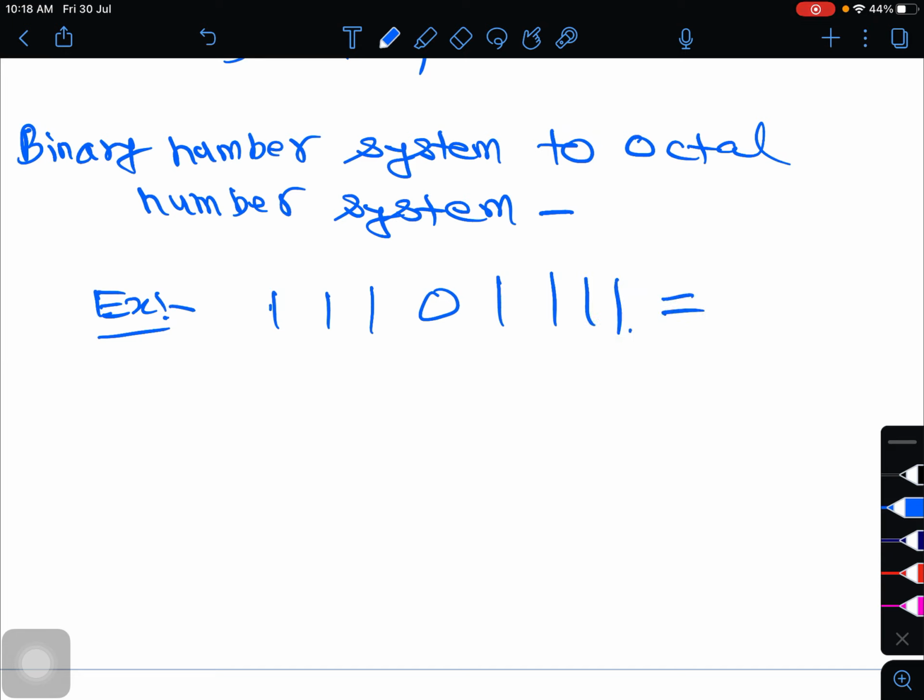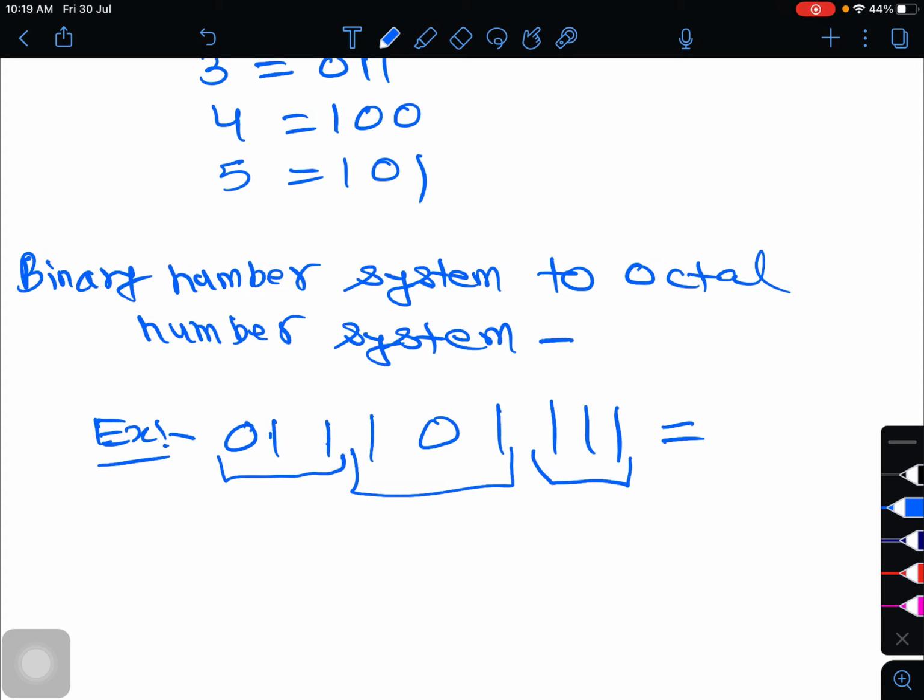Just make groups of three from the right hand side: 1 0 1, 1 1 1, and then a group with one digit less, so we will add a 0 on the left side. Now we know that 0 1 1 in binary is equivalent to 3 in octal, 1 1 1 is for 7 and 1 0 1 is for 5. So this is your octal number for the given binary number.